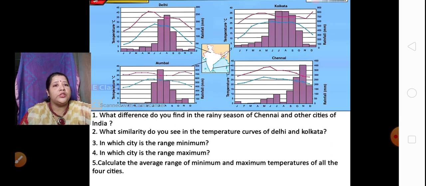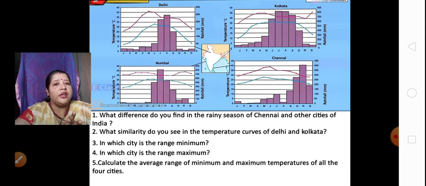What similarity do you see in the temperature curves of Delhi and Kolkata? Can you see the similarity over here? There are many similarities. If the temperature is high in Delhi, it is the same in Kolkata. For example, there is a rise in temperature in Delhi and Kolkata from January to May, and there is a fall in temperature from June onwards till December.